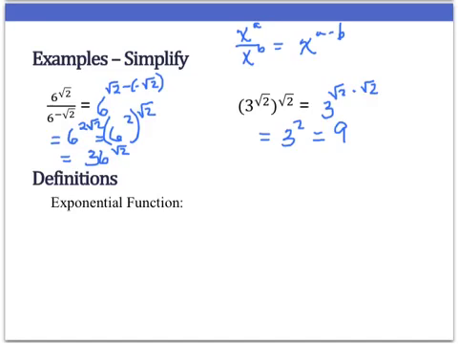Now an exponential function, or definition that we have here, means that we're going to have a number for our base as opposed to a variable, but our variable is going to be in the exponent. And our base is going to be positive, and it's also not going to be 1, because if it was 1 it wouldn't really matter what the exponent was. So this is an exponential function where your variable is in your exponent.